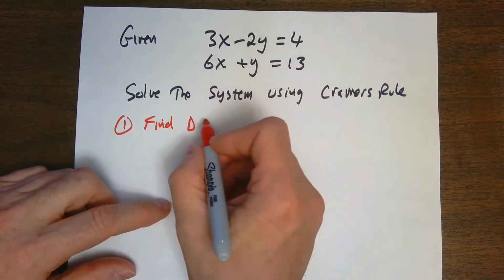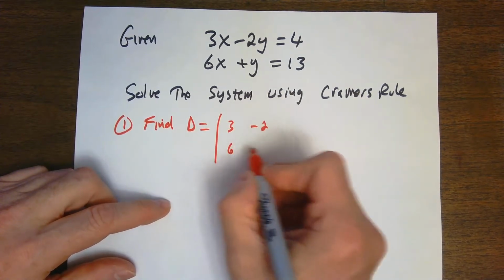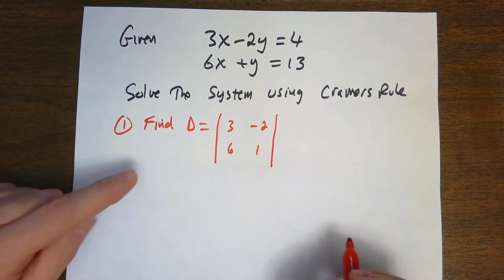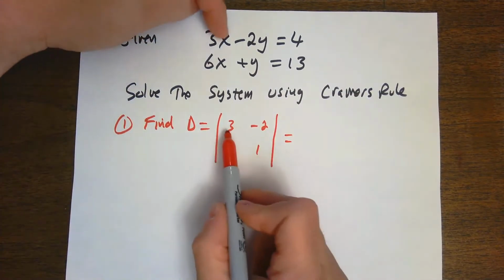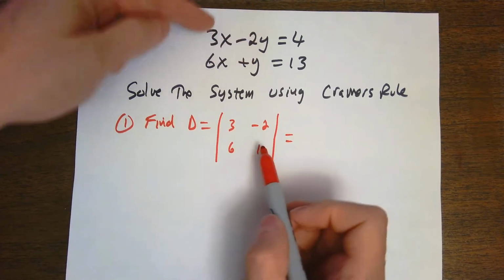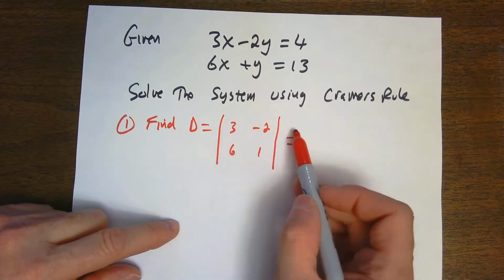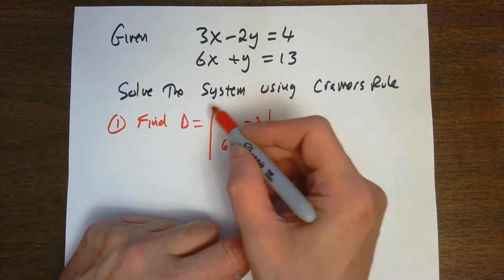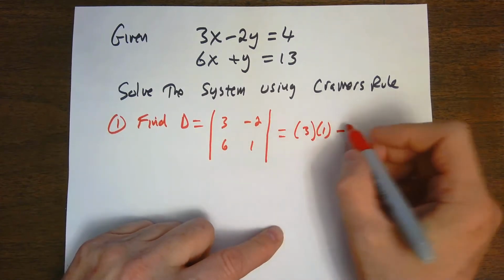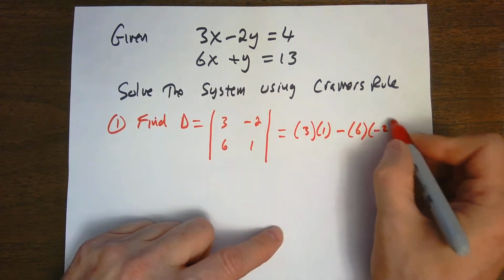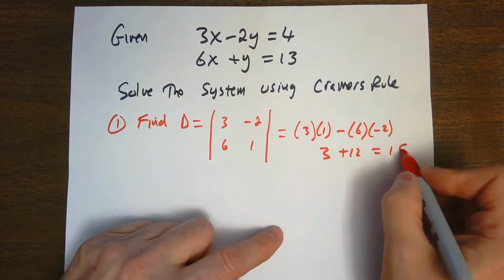First we're going to find the determinant of the coefficient matrix: 3, -2, 6, and 1. We're going to call that D, the determinant of the coefficient matrix. So just the coefficients, 3 and -2, 6 and 1. Notice the x's line up, the y's line up. These are my x's, my y's, first equation, second equation. And I'm going to do this trick. 3 times 1 minus 6 times -2, 3 plus 12, 15. There it is.